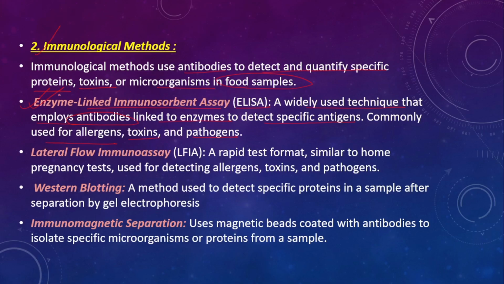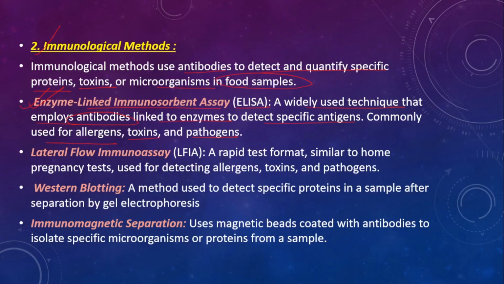ELISA is a widely used laboratory test which is used to detect the presence of antibodies or antigens in a sample. It works by immobilizing the antigen or the antibody on a plate and then adding a specific antibody or antigen linked to an enzyme. When a substrate is added, the enzyme reacts to produce a color change, which is measured to indicate the presence and concentration of the target molecule.